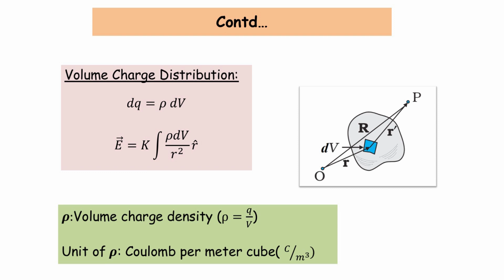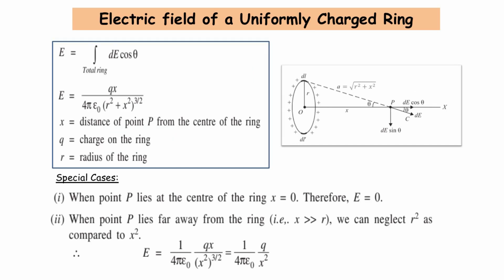So, the Greek letters lambda, sigma and rho we are using in all these charge distributions. Next, we will see the electric field of a uniformly charged ring. We have already discussed line charge. When the line charge is bent, it can be formed into a ring.